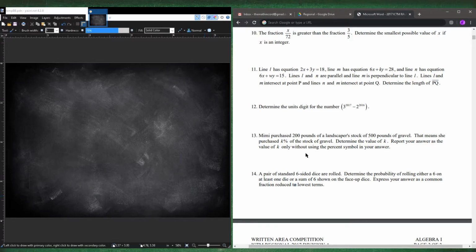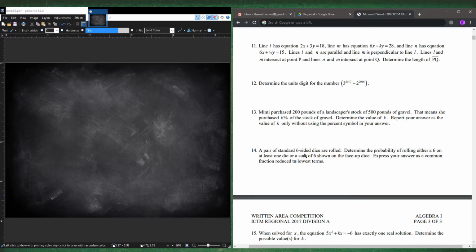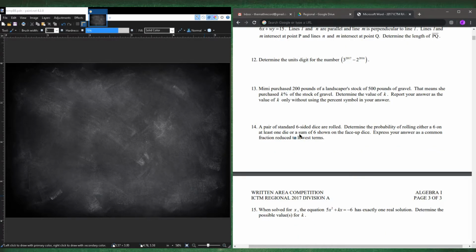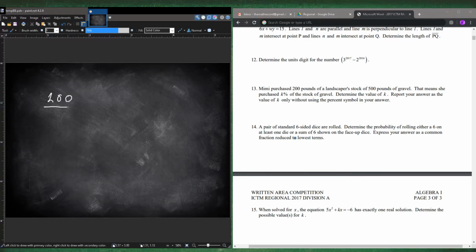Okay, number 13. Mimi, I hope that's the name, purchased 200 pounds of landscaper stock of 500 pounds of gravel. This means she purchased K% of stock of gravel. Determine the value of K. So this is just a basic percentage. It's just 200 divided by 500. I see 2 zeros on the top and 2 zeros on the bottom, so I'm just going to cancel those out. So 2 divided by 5 is 0.4, which is also the same as 40%. So K is just equal to 40. You don't have to write the percent. So your answer is just 40. Basically just that simple.